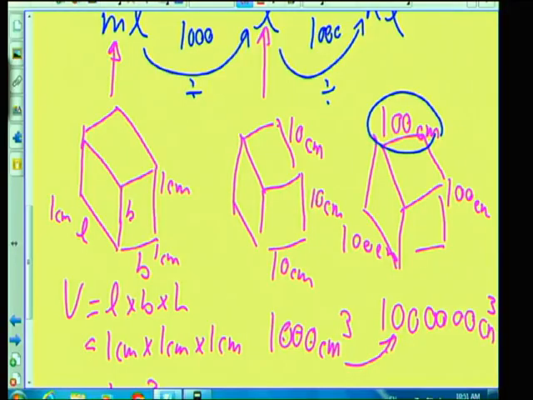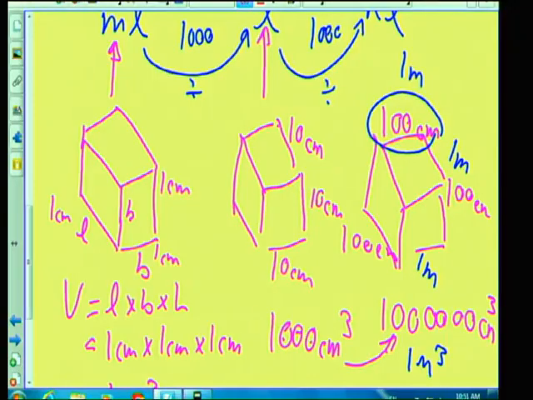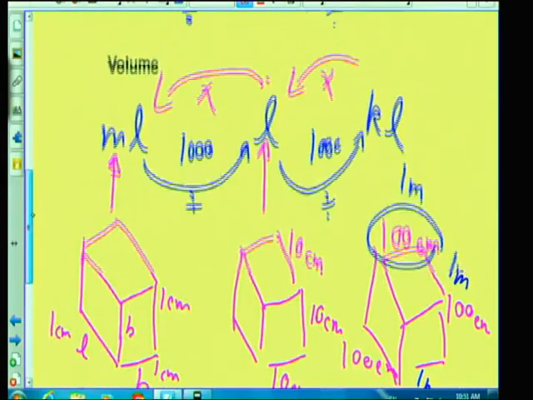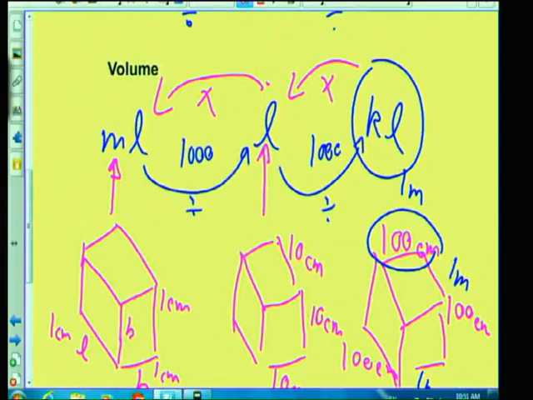But you're going to stop and say to me, but hold on, John. You've just told us earlier that you could have rewritten this 100 as not in centimeters, but 1 meter. So 1 meter and 1 meter. And if we've got 1 meter times 1 meter, what have we got? 1 meter cubed. And 1 meter cubed is the same as 1 million centimeters cubed. And guess what? Because it's 1,000 times bigger than a liter, it's also the same as a kiloliter. So there's the volume story.